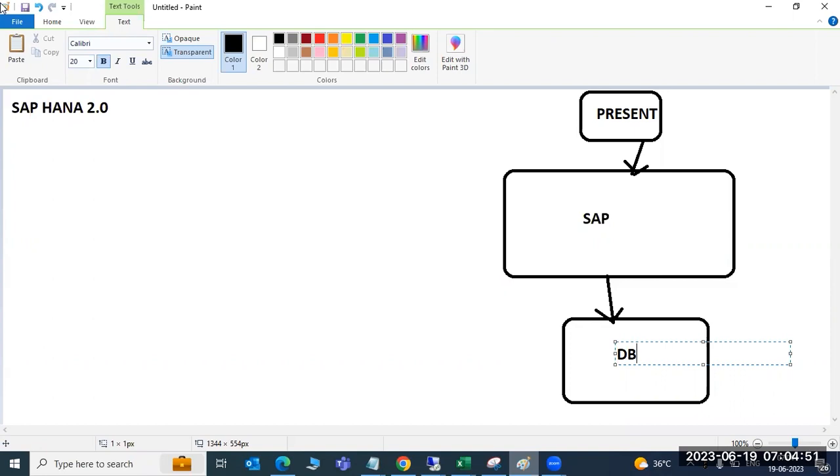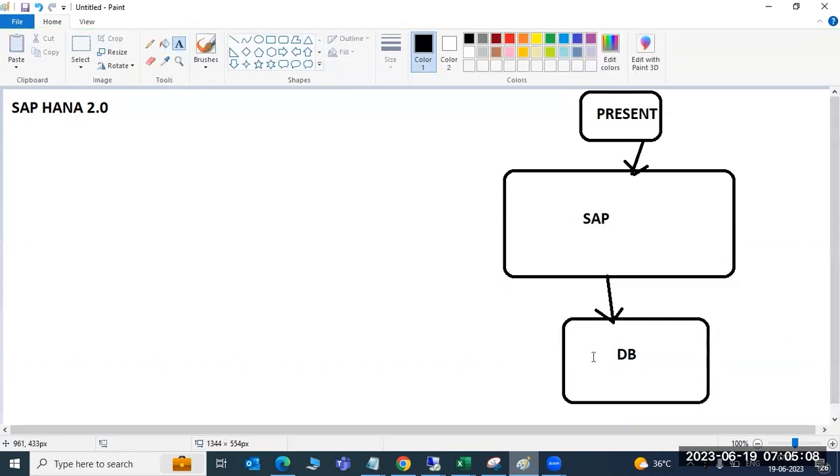Suppose you want to do a transaction. You will launch the application from your presentation layer, and from here you will do the transaction. Then the transaction will sit at the database level in the form of a table. The database will go to the respective table level and store the data.